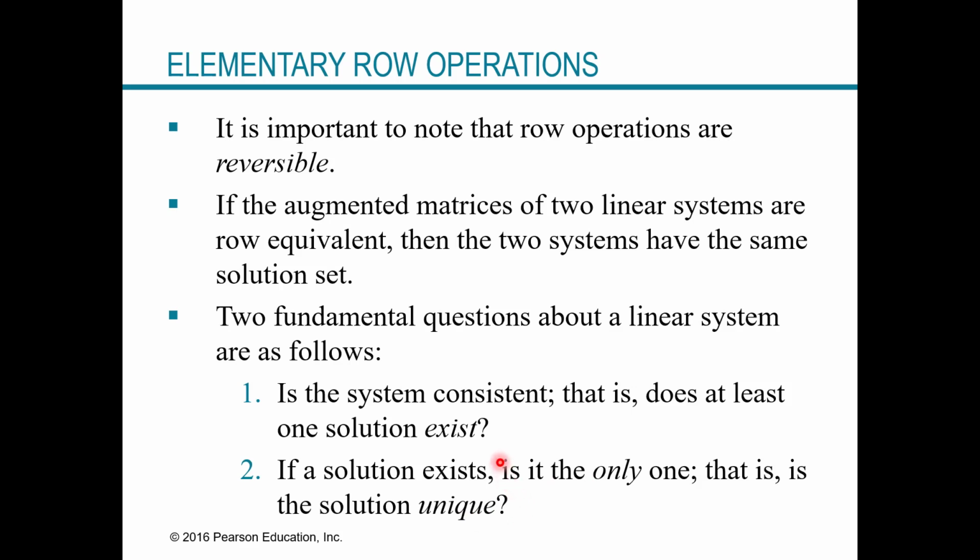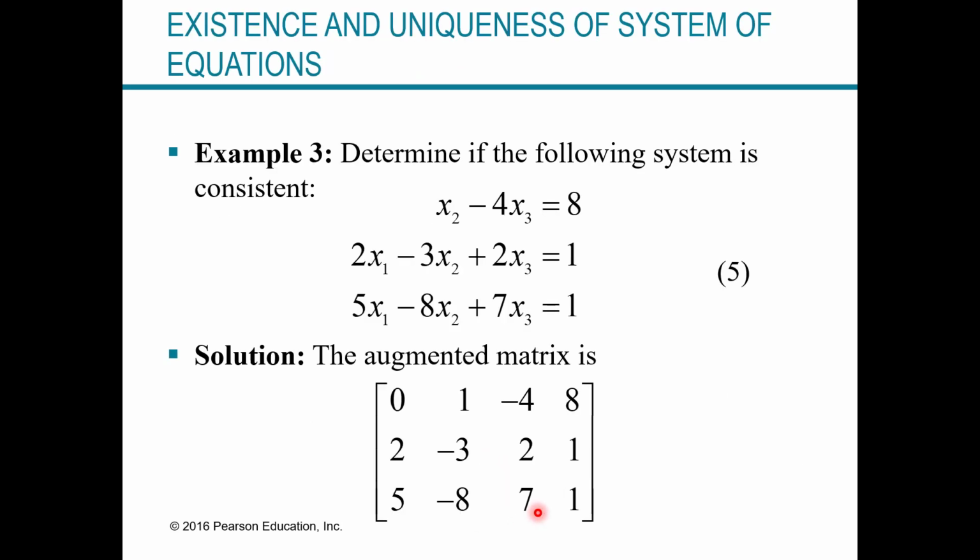So this brings us to existence and uniqueness of a system of linear equations. Here's an example. We want to determine if the following system is consistent. That's just another way of saying, does it have a solution? So here's our system in equation form. Here is our system as an augmented matrix. All you do at the beginning is take your system and rewrite it with just the coefficients for your variables in your columns, and then your answer column to the far right.